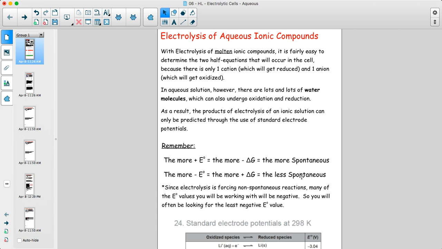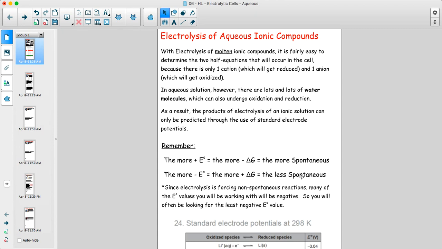So we've seen electrolysis of molten ionic compounds. And when you do electrolysis of molten ionic compounds, it's pretty easy to figure out what the products are going to be because in the molten ionic compound, there's just one cation, one positive ion, and the cation will go towards the negative electrode, gain electrons, and get reduced into the metal element. And then there's one anion, so one negative ion, which will be attracted to the positive electrode. That's where it will lose electrons and get oxidized into the non-metal element.